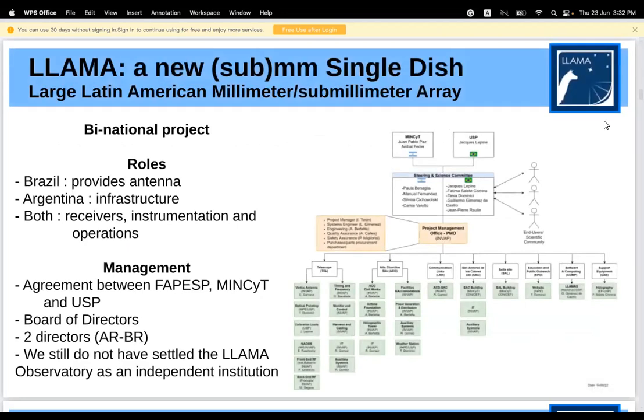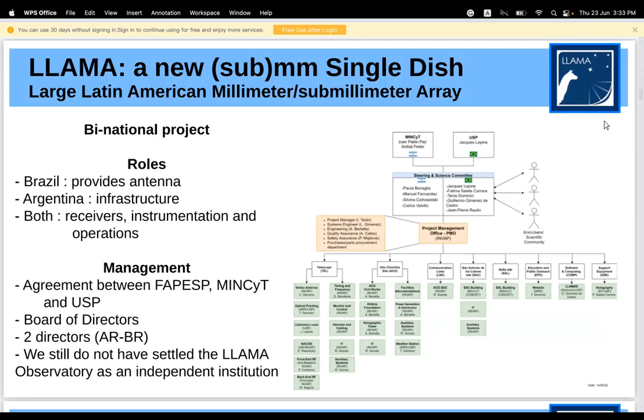This project is a binational project, a Brazil-Argentina collaboration. Brazil has provided the antenna, so they were in charge of purchasing it. The antenna is a Vertex antenna, and Argentina is in charge of the infrastructure at the site, so raising the antenna. Both partners are supposed to get the receivers and the instrumentation, and take care of the maintenance and run the operations of the telescope. The management is now starting to be built from scratch after several years.